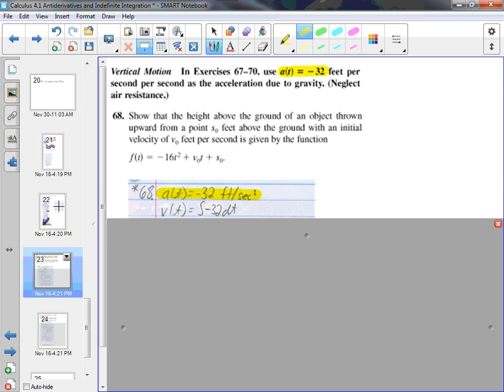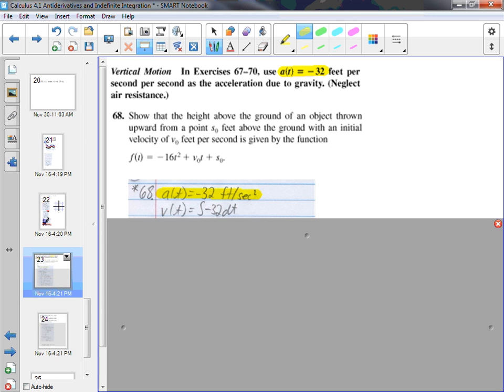So, the antiderivative of negative 32 is the velocity function. So v of t equals the antiderivative of negative 32. Now, on most of our integrals, we've been throwing in a dx. How come this one's a dt? Yeah, it's a function of time.